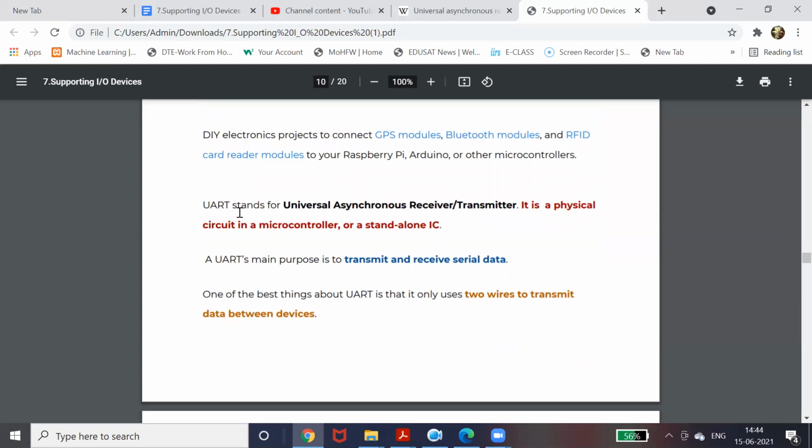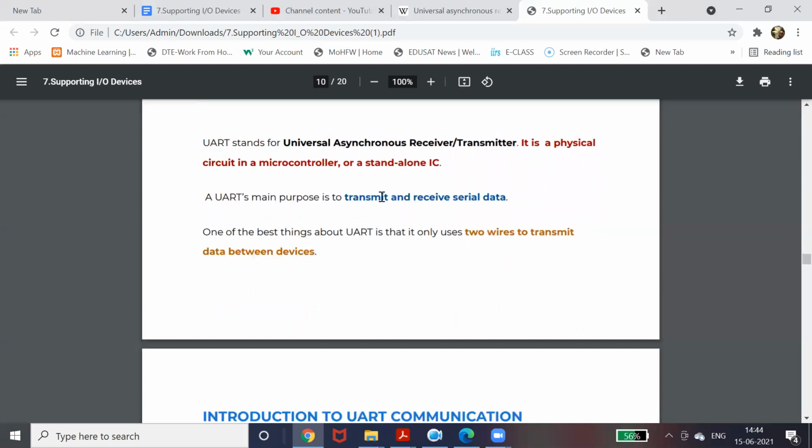Now what is this UART? UART stands for Universal Asynchronous Receiver Transmitter. So it is acceptable universally. If we have these two chips, then they will communicate very easily in serial mode. It is a physical circuit present in the microcontroller, and it is used to transmit and receive data in serial mode.